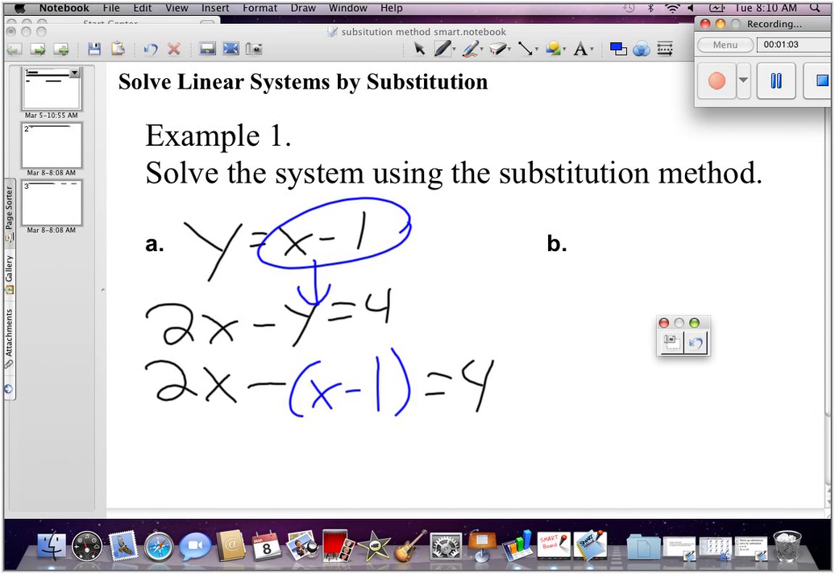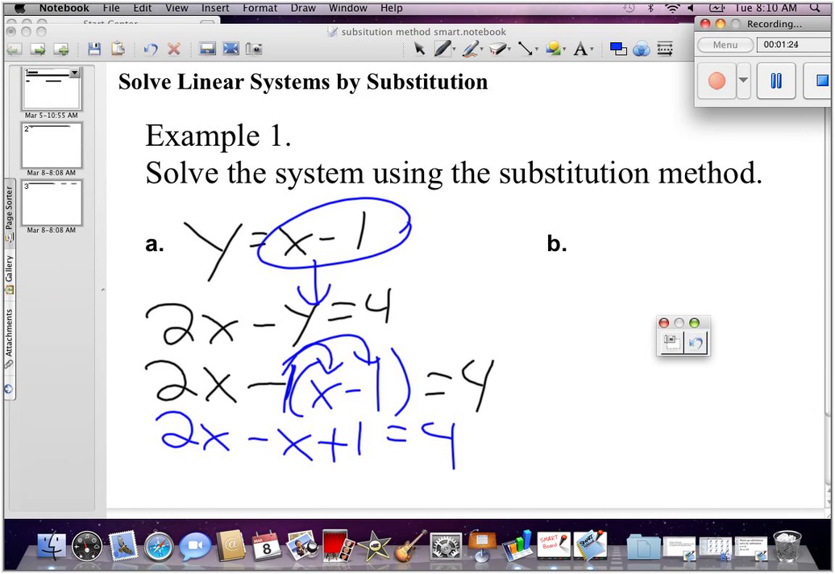Make the x negative and make the 1 positive. Perfect. We're distributing that negative because there's an imaginary 1 right there. That's exactly what Brian said. He made the x negative, made the 1 positive. Perfect.